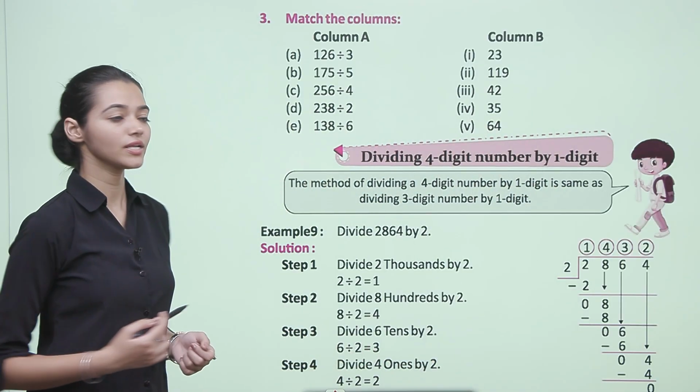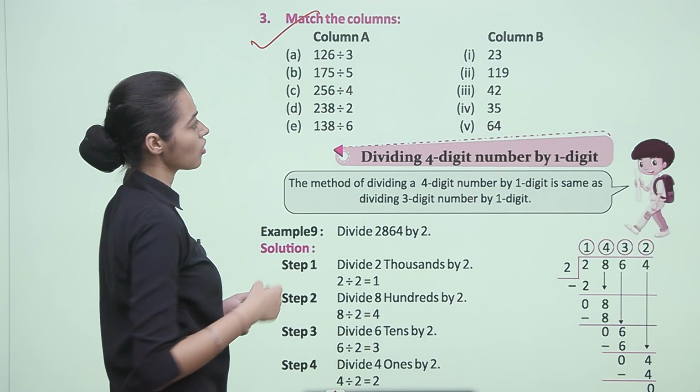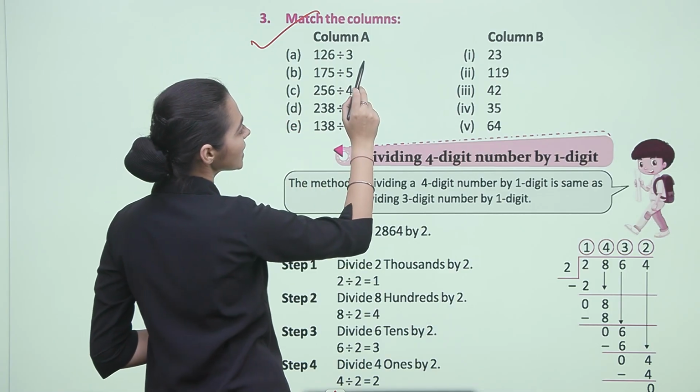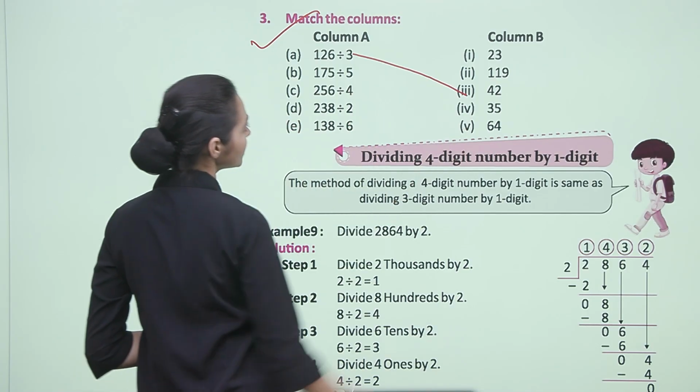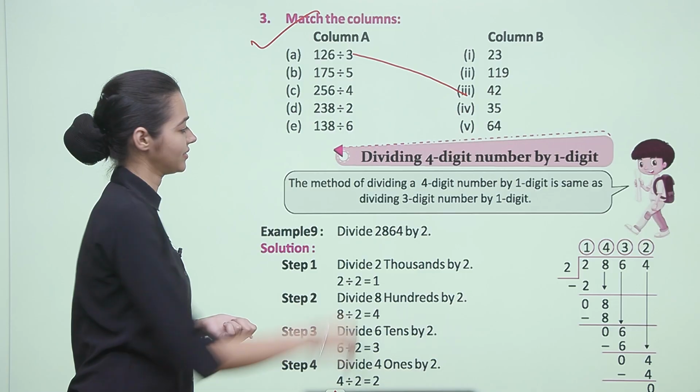Now in the next one, we have to match the columns. 126 divided by 3 we get, very good, that is 42. That's how you can solve the remaining part.